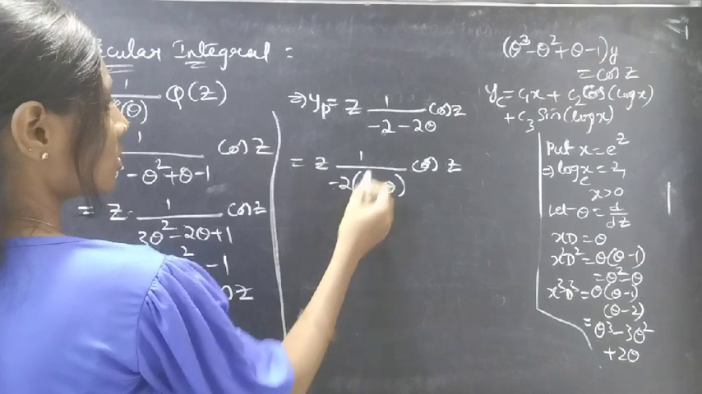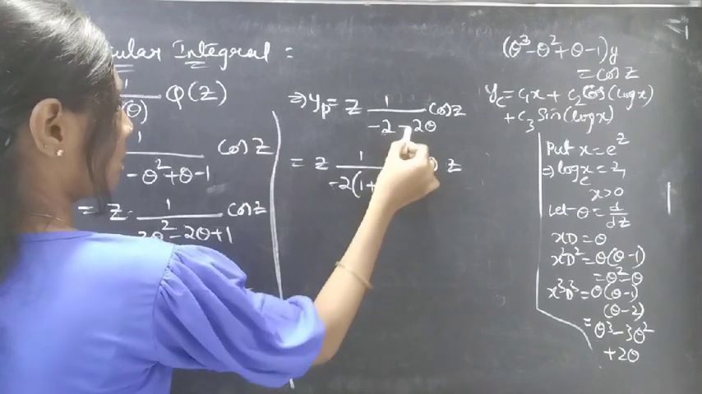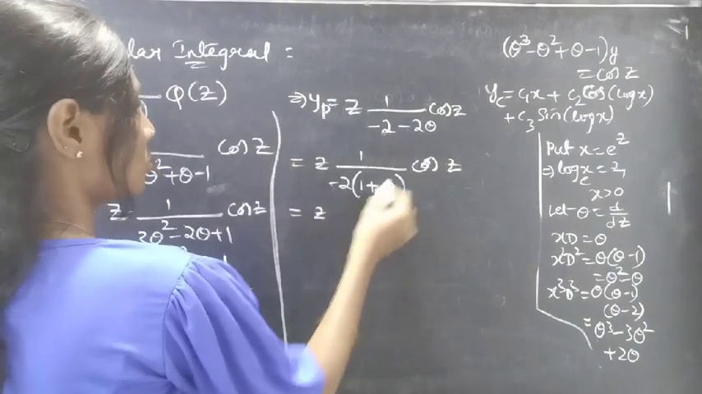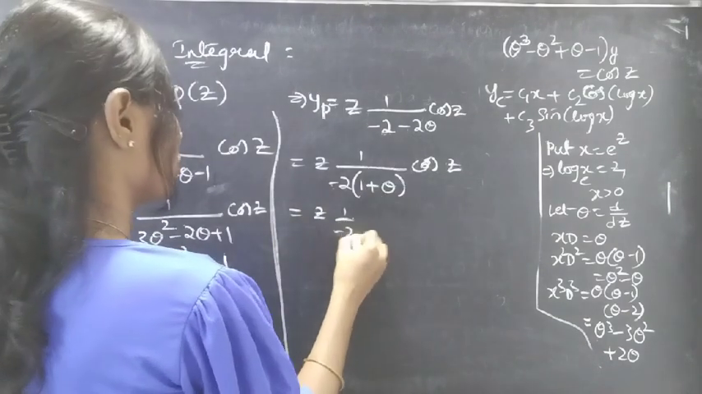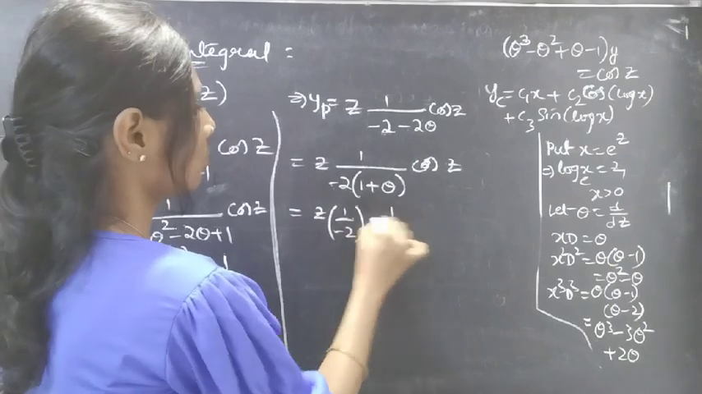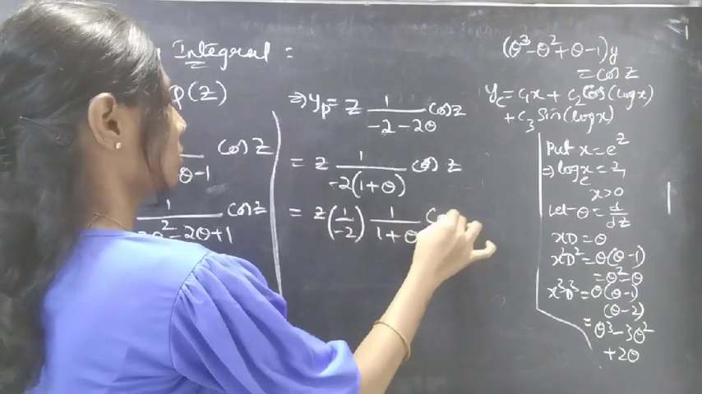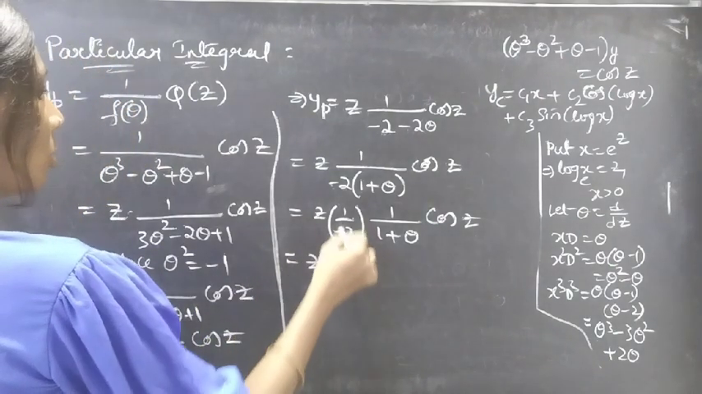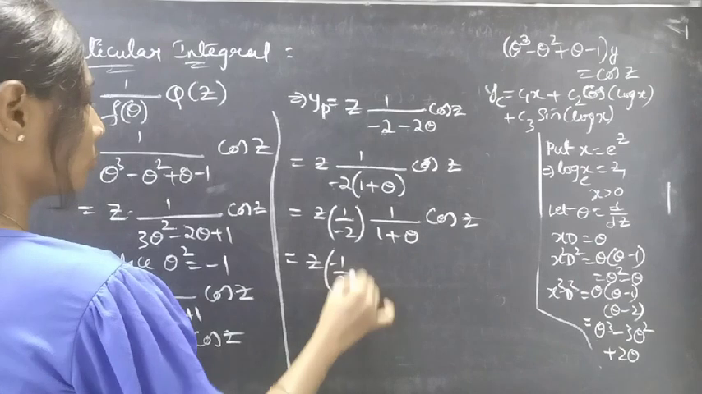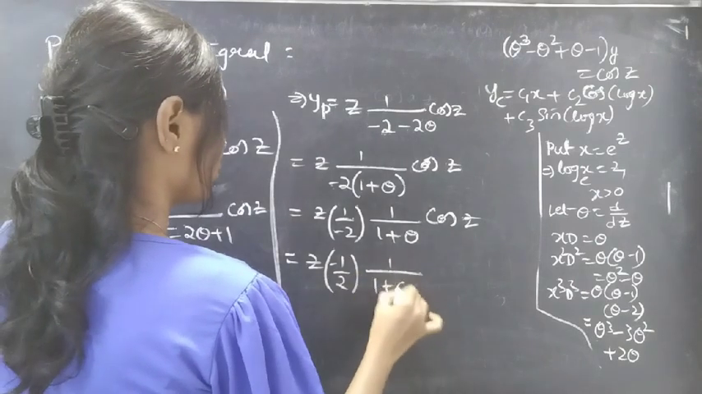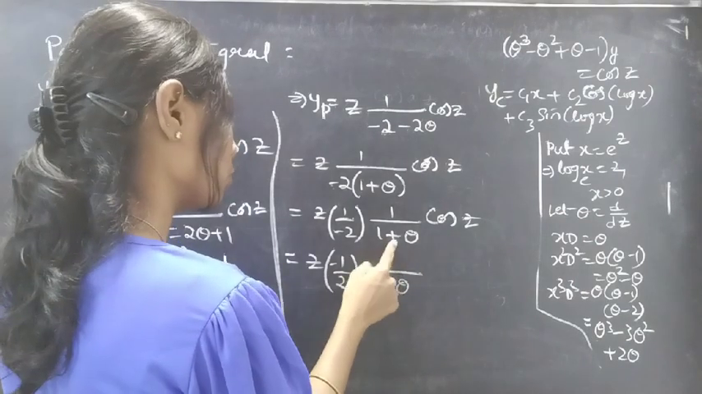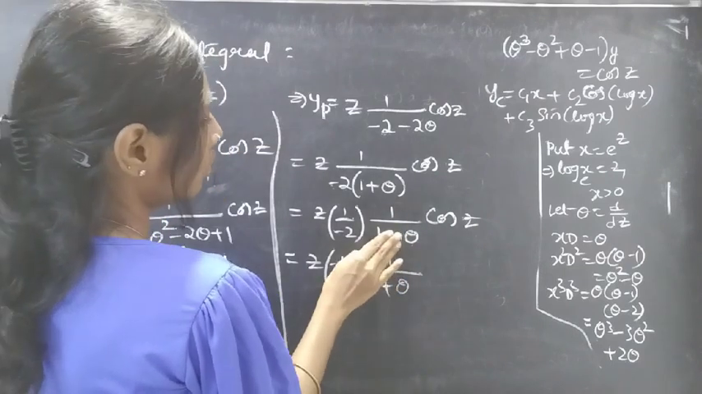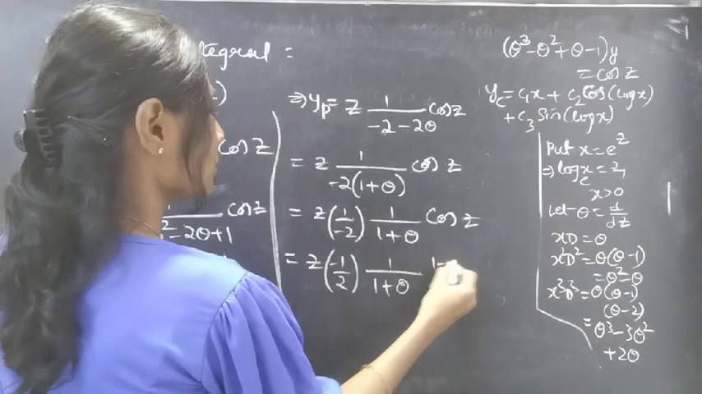See, −2 into 1 is −2, −2 into θ is −2θ, right? Now this is equal to z into, now split the fraction as 1 by −2 into 1 by (1 + θ) into cos z, right? This is equal to z into, we can write 1 by −2 as −1 by 2. Now see, in the denominator we have 1 + θ in the second fraction. So if we replace this plus by minus, we'll get 1 − θ.